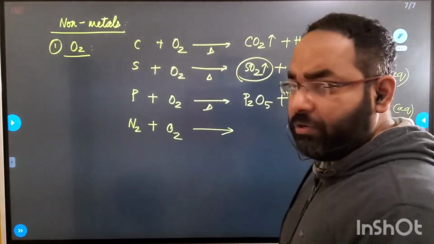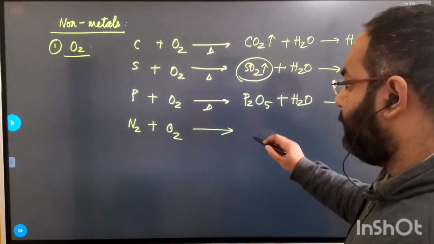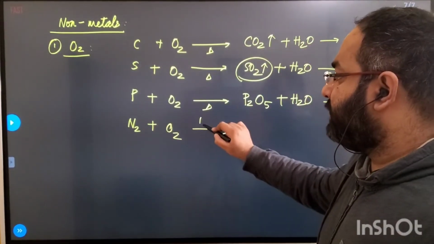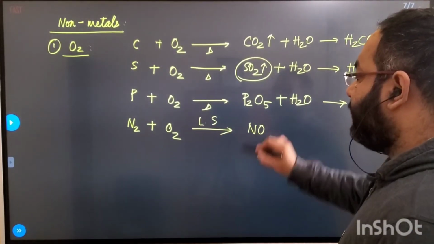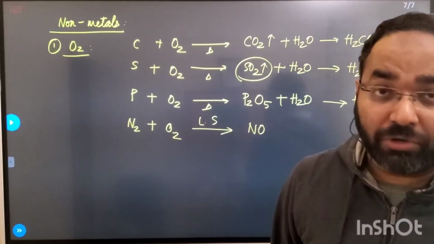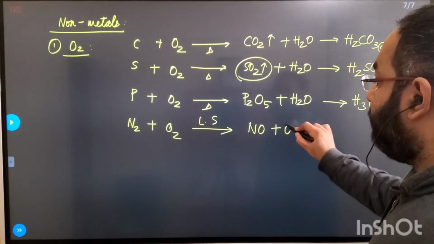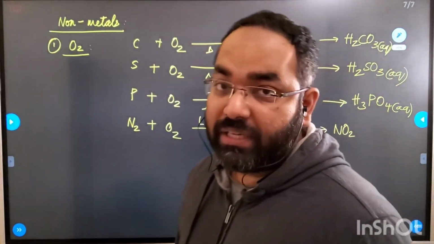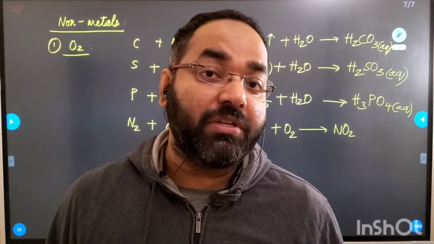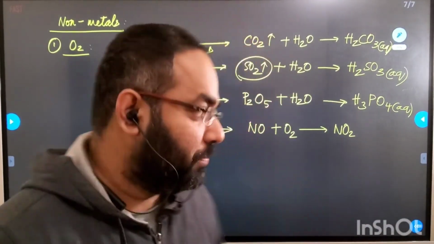All of you have heard of nitrogen fixation in plants. This is exactly what happens. When nitrogen and oxygen react in the presence of a lightning strike, which I'm going to write as Ls, you're going to get nitric oxide. Remember, nitric oxide is neutral. When nitric oxide combines with more oxygen, it forms nitrogen dioxide. Nitrogen dioxide is acidic, and the way we identify nitrogen dioxide is through its reddish brown fumes.